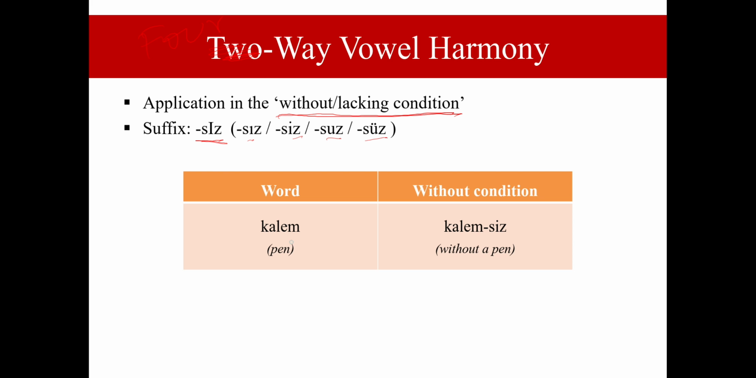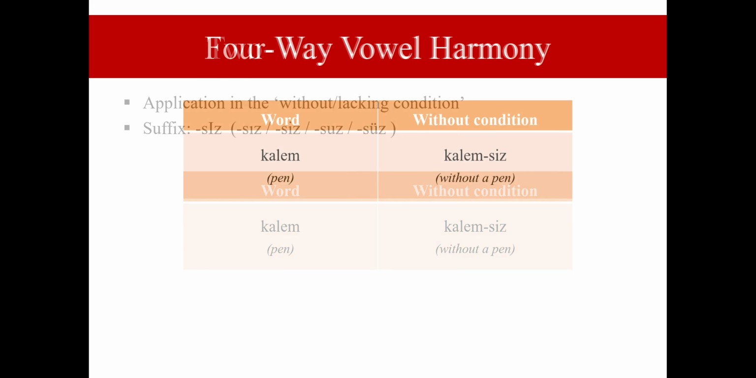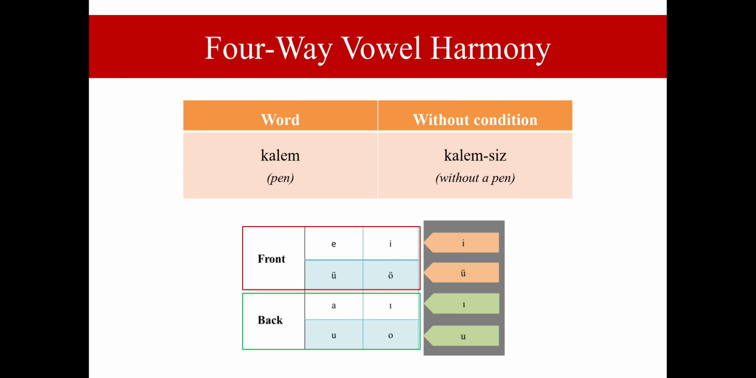So for example, kalem meaning pen. For the without or lacking condition, we have the suffix this. So for this case, it's going to be the I form. Why? Because the last vowel here is E. Now let's look at this side by side with the table. Here, this is the last vowel, E. So we're going to use the I form. Kalem, kalemsiz, meaning without a pen.